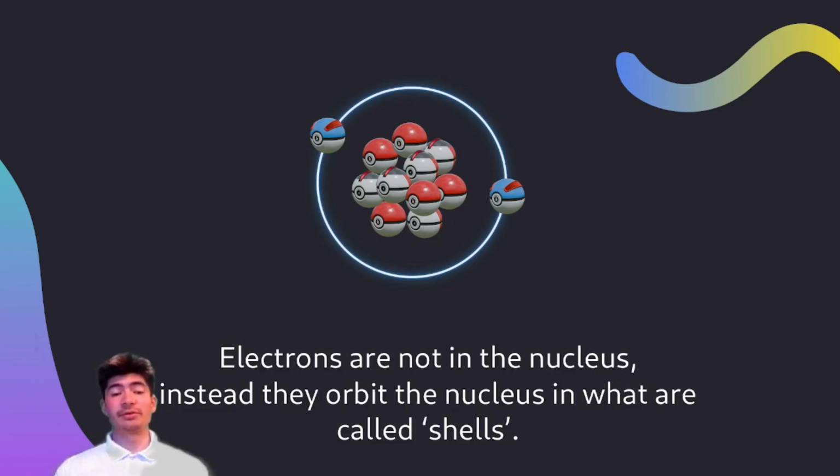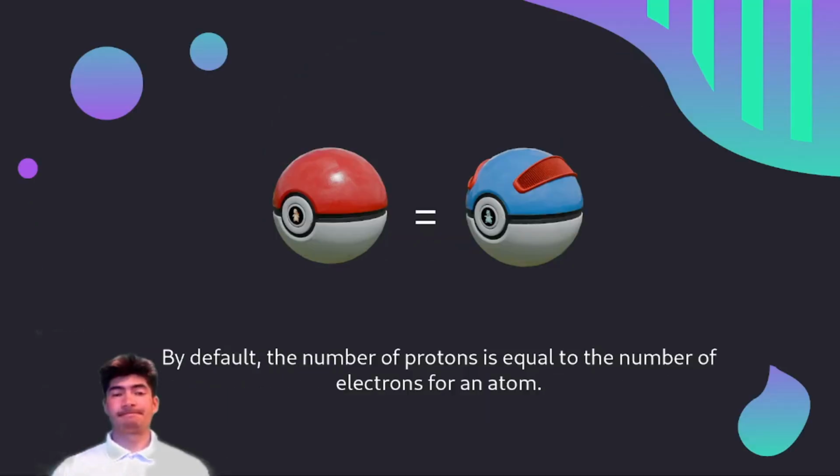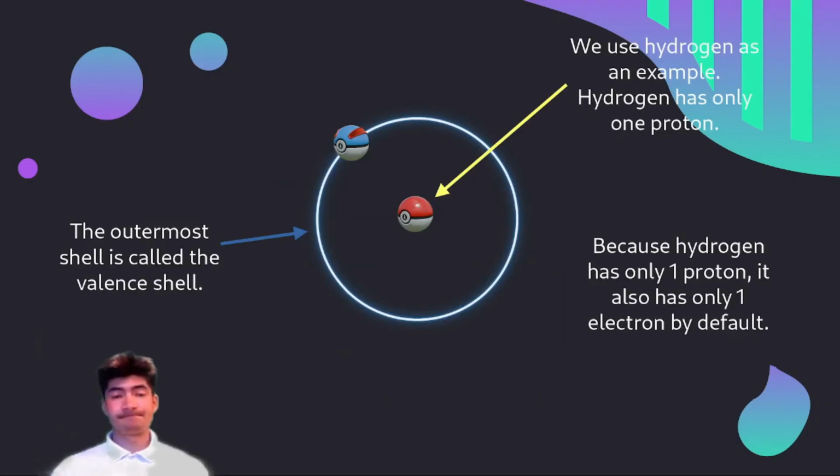Electrons are not in the nucleus, instead they orbit the nucleus in what are called shells. The first shell can hold 2 electrons, the second shell can hold 8 total electrons. By default, the number of protons is equal to the number of electrons for an atom. The number of electrons can change, but only through chemical reactions. The outermost shell is called the valence shell.